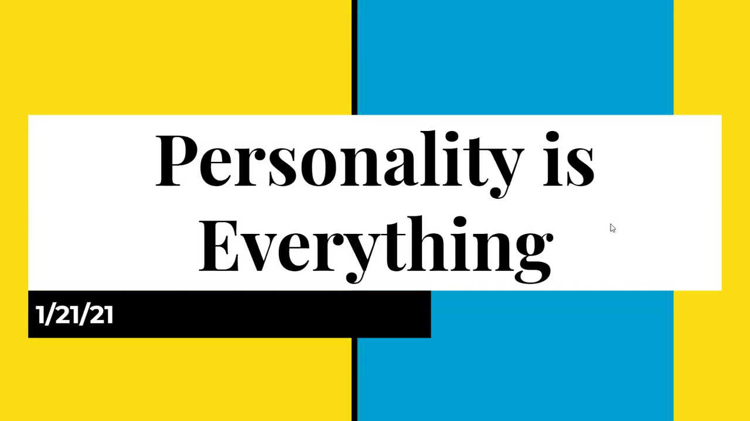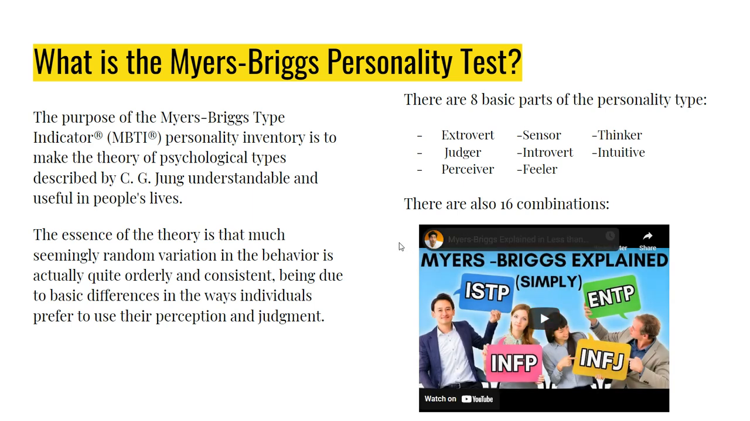We are continuing to talk about personality tests and how they can be used effectively. Today we're going to be talking about the Myers-Briggs test. The purpose of the Myers-Briggs test, or the MBTI, is to make an inventory. It makes the theory of psychological types understandable and useful in people's lives. Psychological types have to do with, like we talked about, personality.